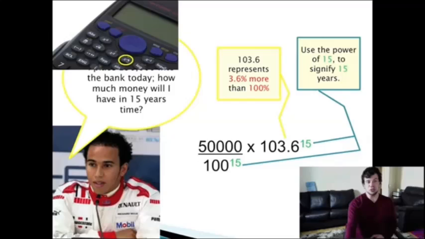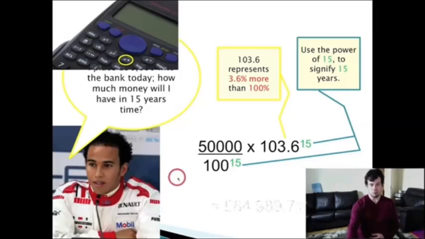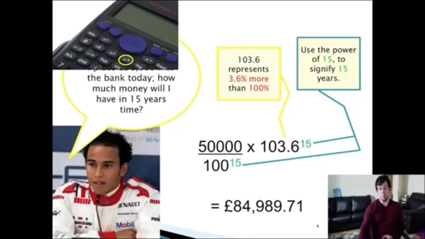Be careful to use the correct index button. It may be slightly different than your calculator. I will give you a few seconds to punch that calculation in, and then we'll see if we agree answers. Be careful, so 2 decimal places, we should have £84,989.71 in Lewis Hamilton's bank in 15 years' time.